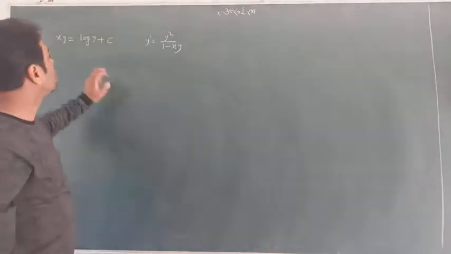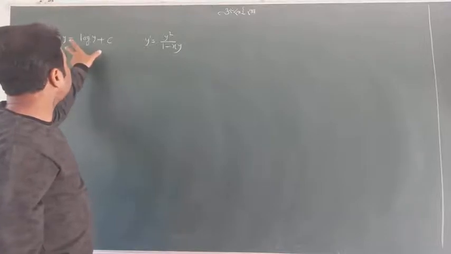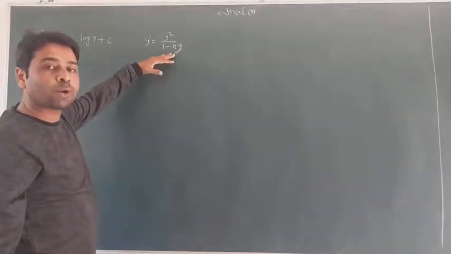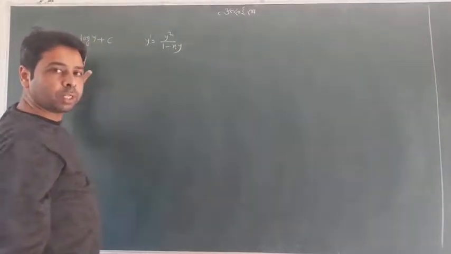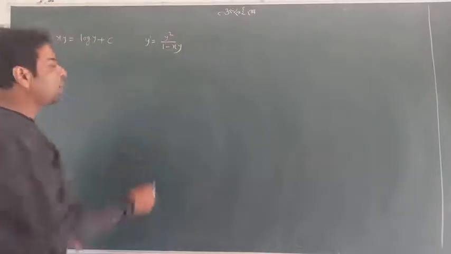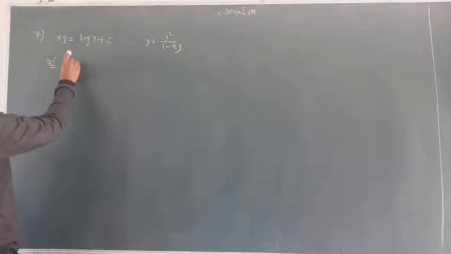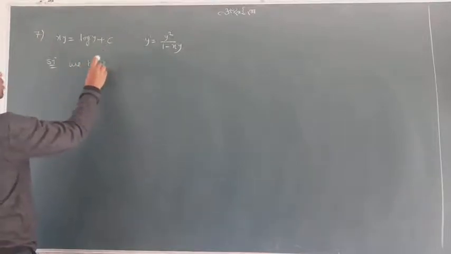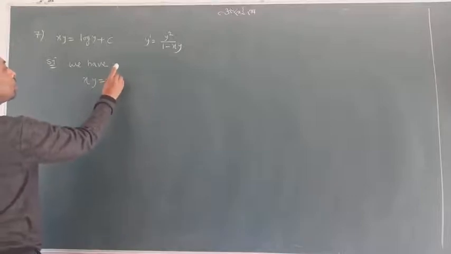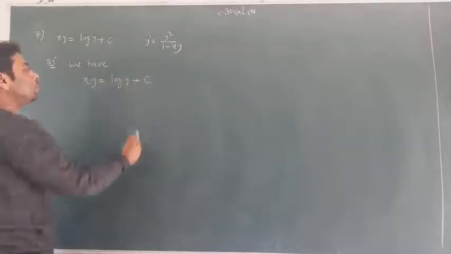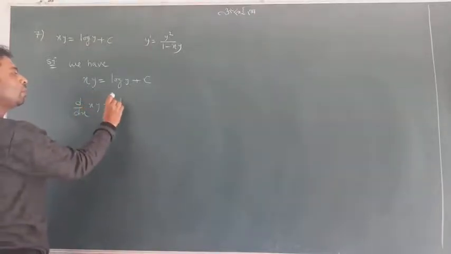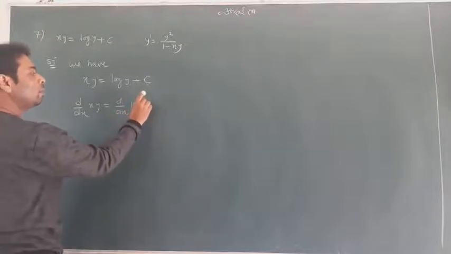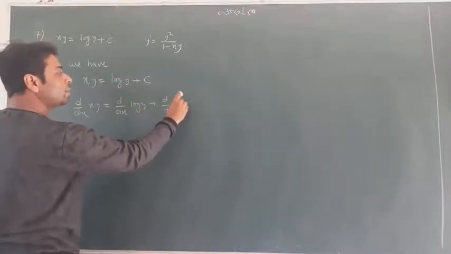Now the meaning of the question: you remember yesterday's concept, this is a solution and this is its differential equation. We just have to verify that this is a solution of this differential equation. We will take this one and we will find this one. We start now. Solution: we are given that xy = log y + c. So we differentiate both sides. d/dx of xy = d/dx of log y + d/dx of c.